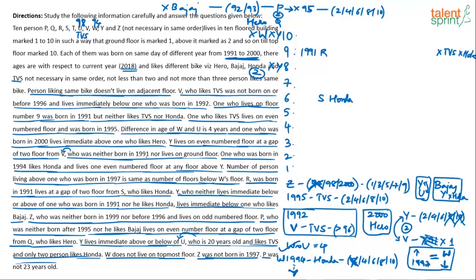Now, can Y be on 2nd floor or 4th floor or 6th floor? Y cannot be on 6th floor also because 6th floor is blocked by S. Y cannot be on 6th floor. So there are only 2 possibilities for Y, either 2nd floor or 4th floor. If we can eliminate one of these 2, I think we'll be in a very good position.